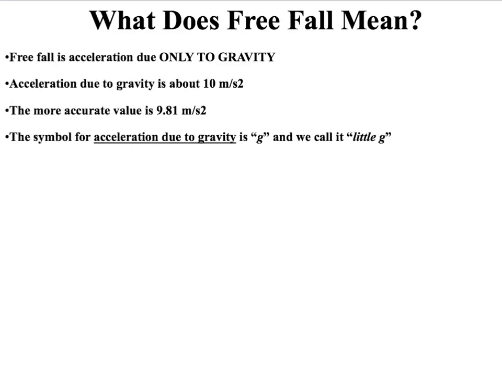So, the first thing, before we talk about free fall, we should understand what it means. So free fall is when something is falling, and it's falling only because of gravity's pull on it. So, you can't throw something and have it fall. That's something that just has to drop straight down. Actually, something in free fall, if it goes straight up and straight down, then it could be in free fall too.